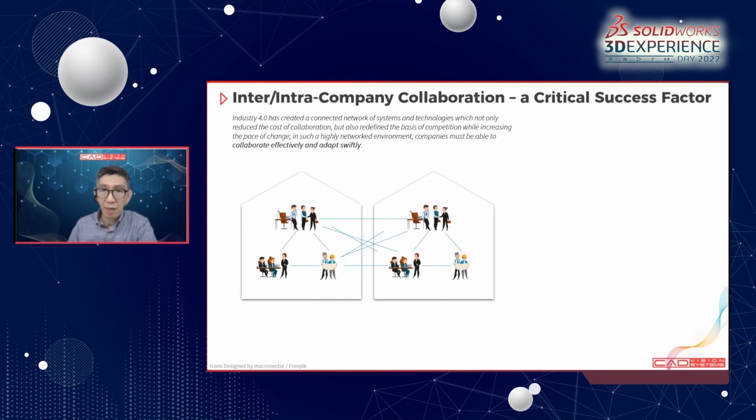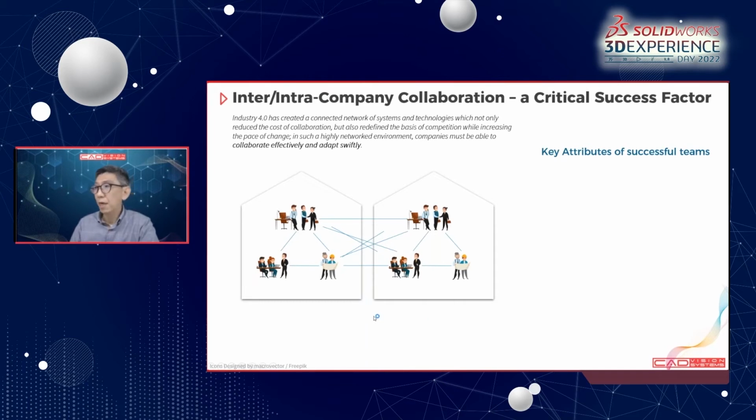With Industry 4.0, right, a network of systems and technologies like equipment and applications, hardware and software have been created to enable and facilitate stronger collaboration among teams. So in such a highly networked environment, companies must be able to collaborate effectively and adapt swiftly. So what are the key attributes of a successful collaborative team?